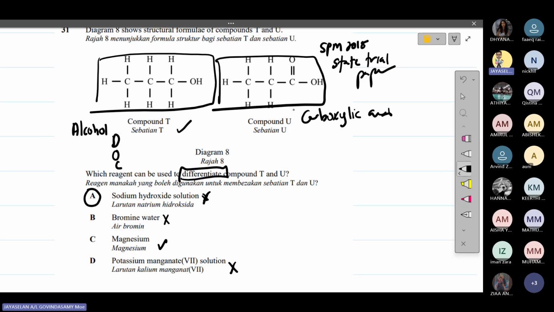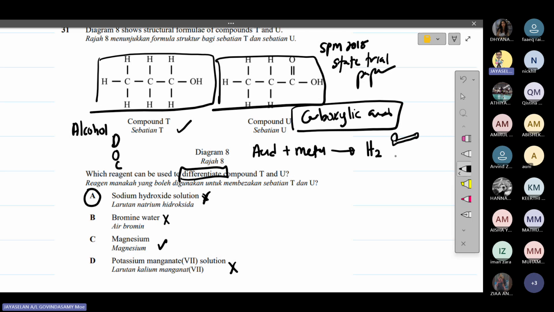Only this. Remember this is carboxylic acid. So when you take acid and react with metal, you will get what gas? Hydrogen gas. When you bring a burning wooden splinter, you will hear what sound? Pop sound. And when you test this one, there is no pop sound, no gas bubbles formed. Here got gas bubbles. Here no gas because alcohol will not react with reactive metals. So you take C answer.